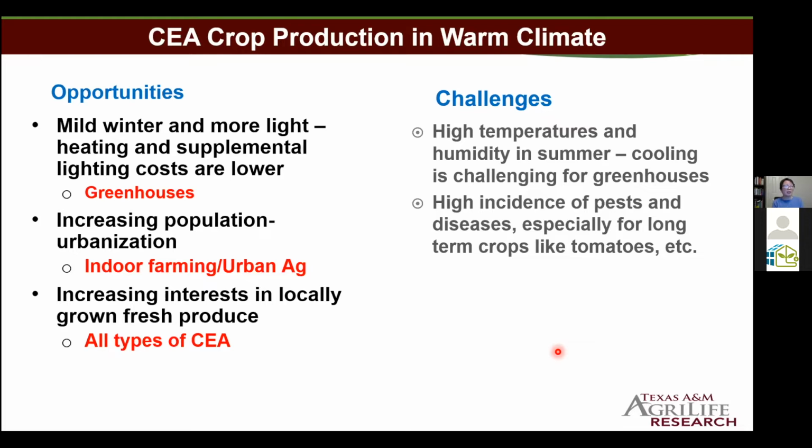And like many other parts of the country and worldwide, there is increasing interest in locally grown fresh produce, and that can be met by all kinds of CEA production systems. But we do have challenges. For example, the high temperatures and high humidity during summertime make it very difficult for us to cool the greenhouse down to the optimal level. Sometimes it's very difficult in full summer.